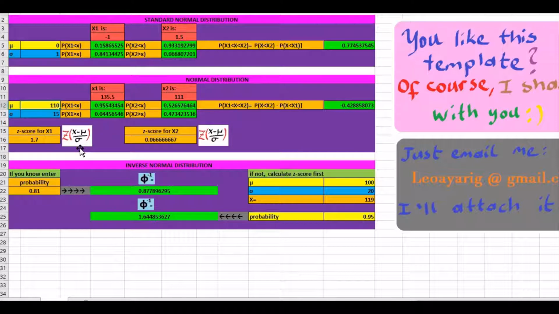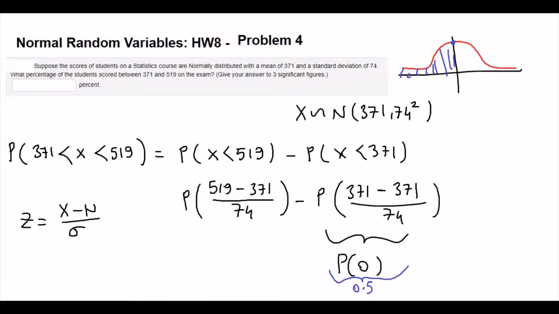371 is the mu and 74 is the standard deviation, and we want to know the value between 371 and 519, so it is 47.72%. So our answer is 47.72%.